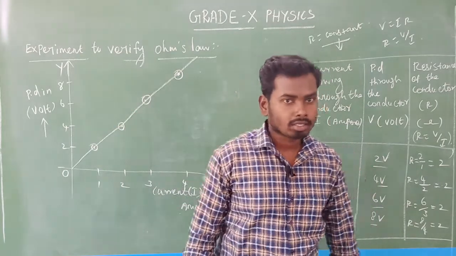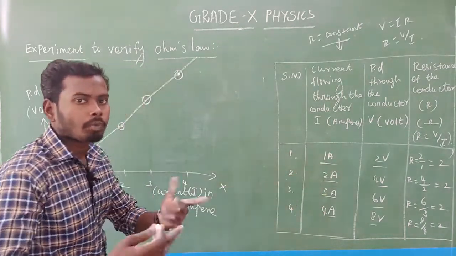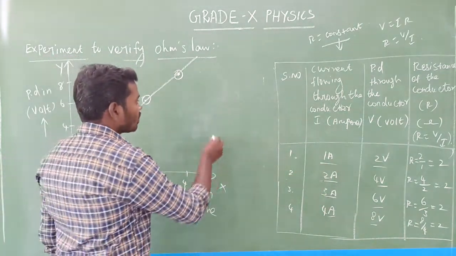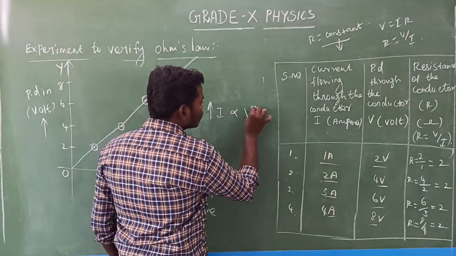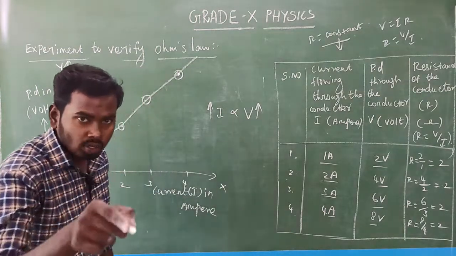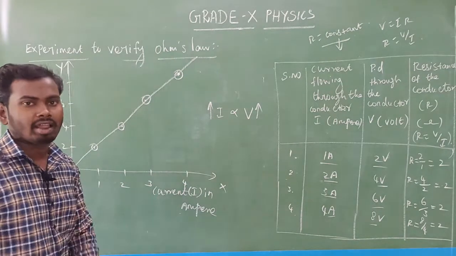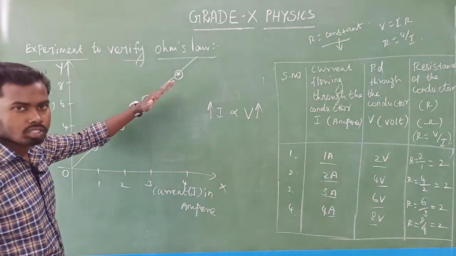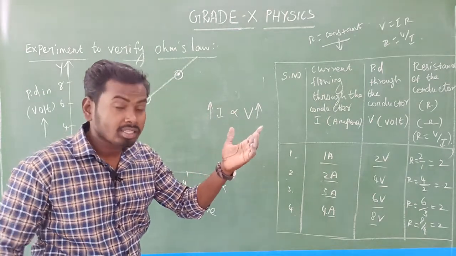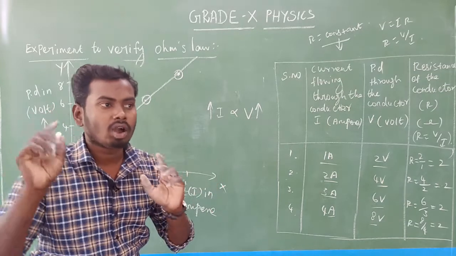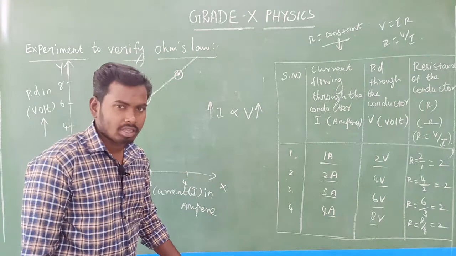Why? Because whenever I increase the current value, the potential difference also correspondingly increases. Note this point. That is the reason why the graph between the potential difference and current is a straight line. So this straight line shows whenever the current flowing through the conductor increases, correspondingly the potential difference value also increases. Is it clear? Yes.